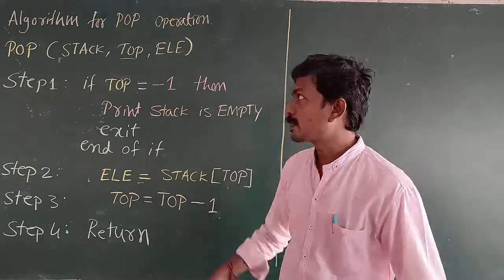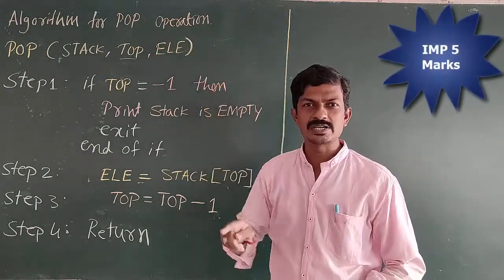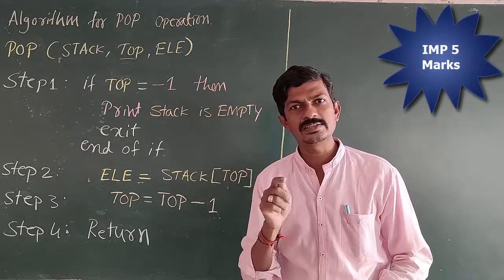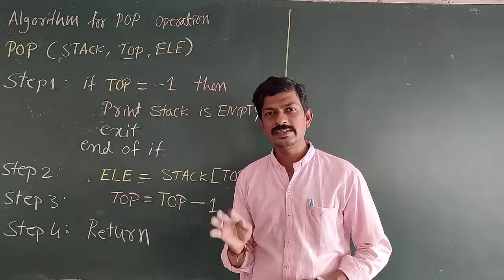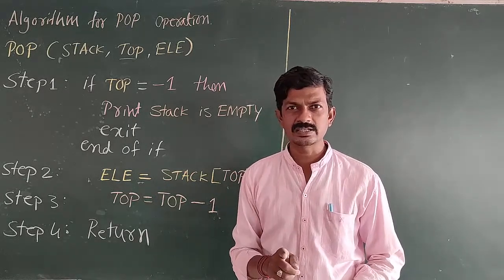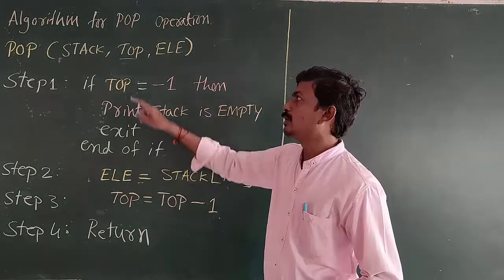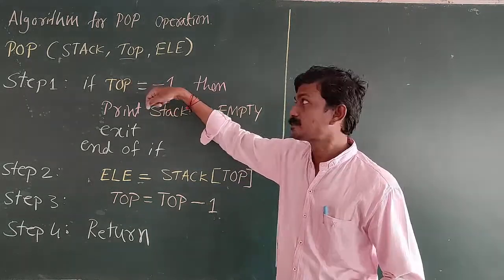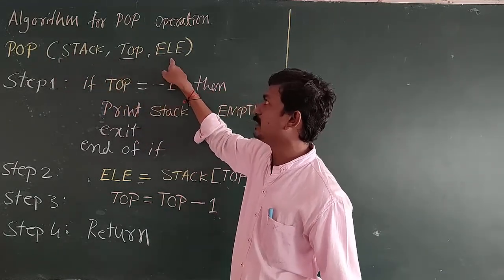Now we are discussing the algorithm for the pop operation. Pop is the operation which removes an existing data element of the given stack data structure. That means only if there are elements existing in the given stack data structure is it possible to delete using the pop operation. Pop removes the stack's top element.